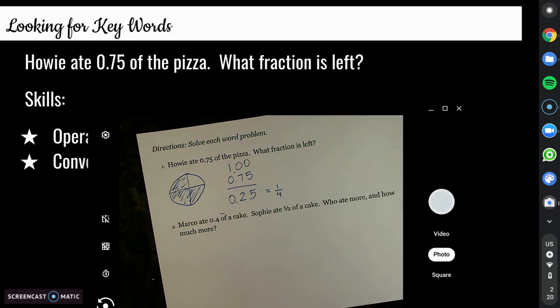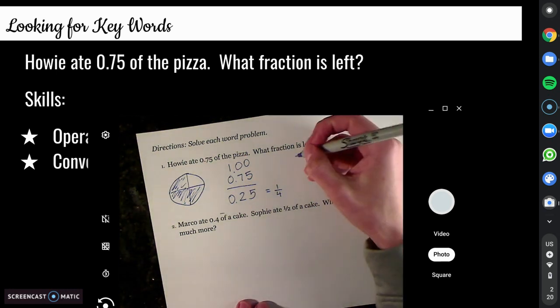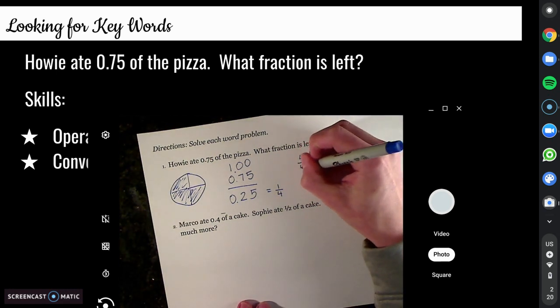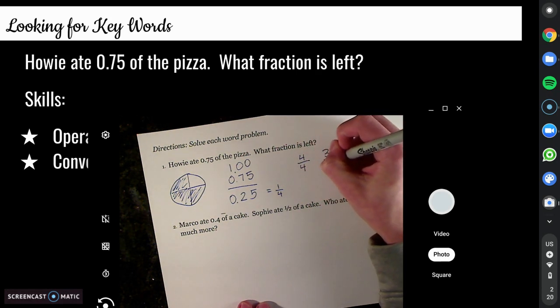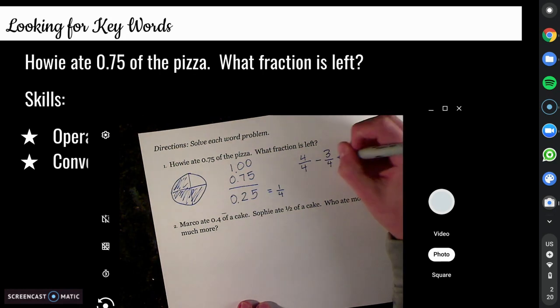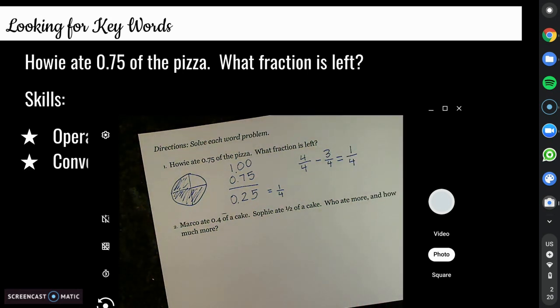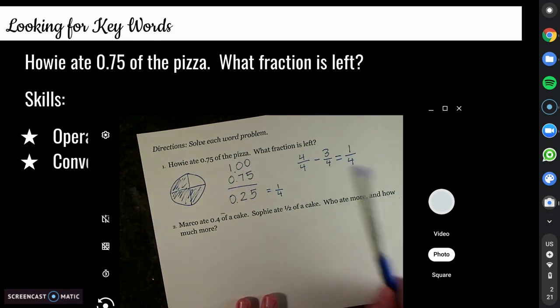Okay, here's another way that you could have done this. Let's say maybe you know that an entire pizza is 4/4 and 0.75 is 3/4. You could subtract 4/4 minus 3/4 equals 1/4, and then you would have your final answer. Either way you do it, whether you do the operation with decimals or with fractions, your final answer will be 1/4.